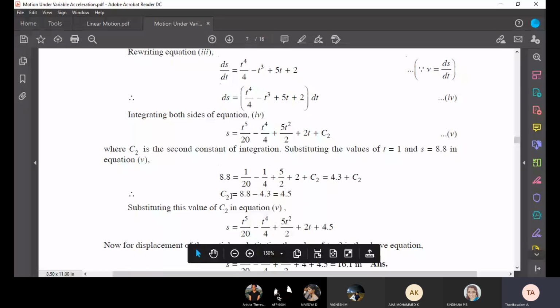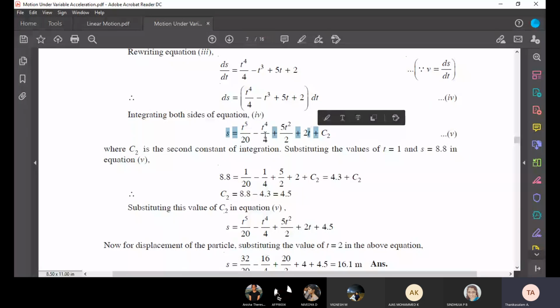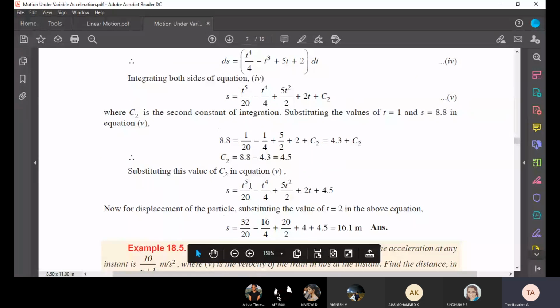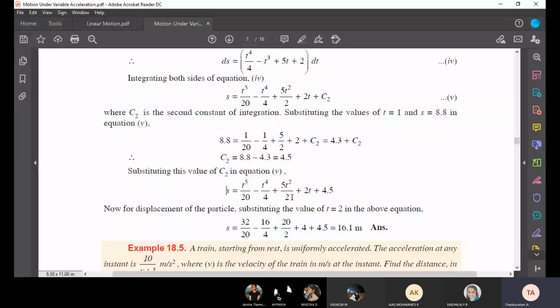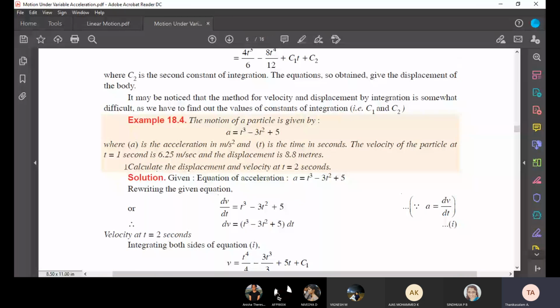Again you have to apply the condition given in the question. We got C2. Therefore s becomes t to the 5 divided by 20, minus t to the 4 divided by 4, plus 5t squared by 2, plus 2t, plus 4.5. Now what is our aim? Our aim is to calculate the displacement after t equal to 2 seconds.